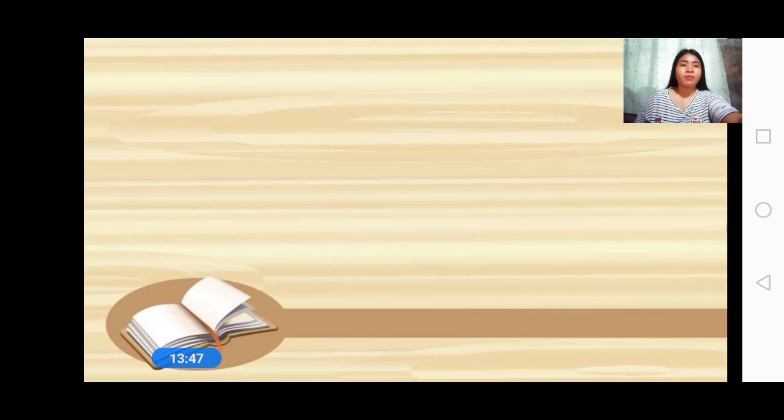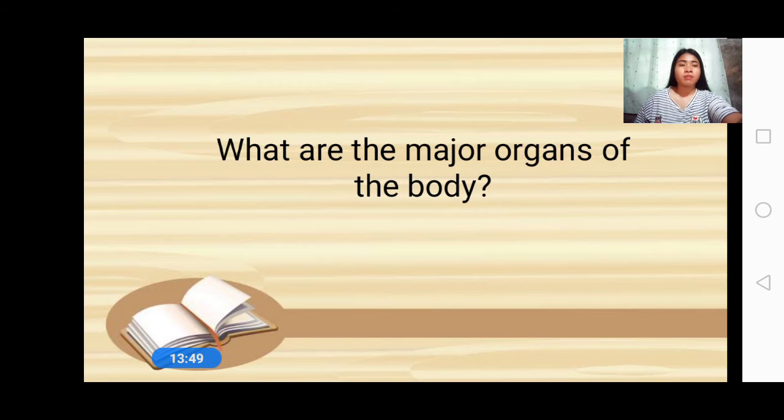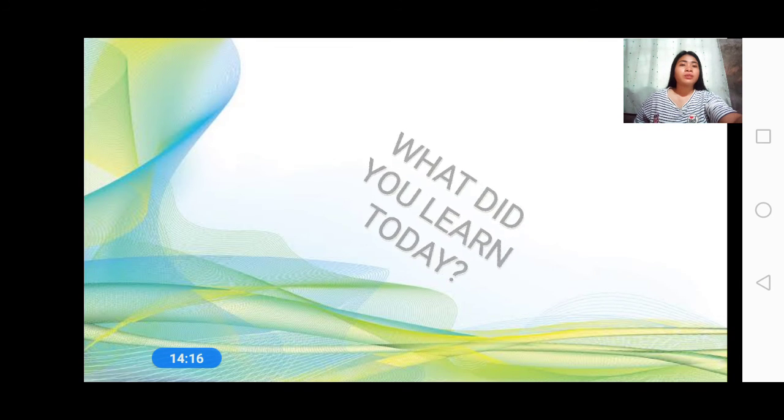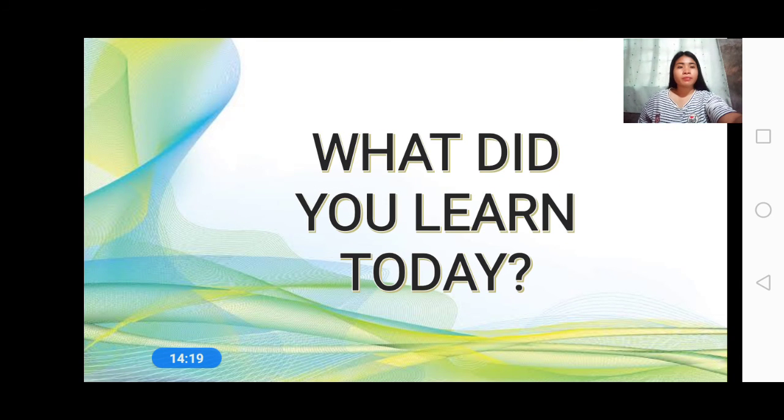Okay, so I have here a question. What are the major parts of our body? We have the heart. What else? The lungs, the liver. What else? Okay, the stomach, the intestine, the kidney, the gallbladder, the pancreas, the spleen, the urinary bladder, the bones, the muscles, and the brain. Okay?